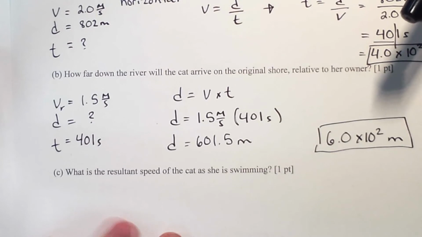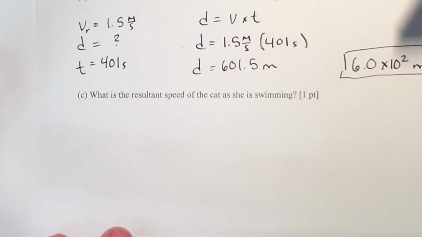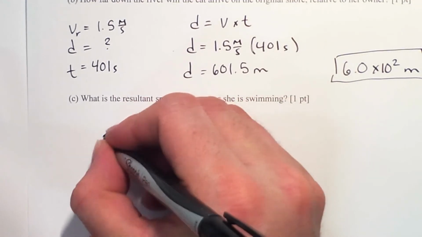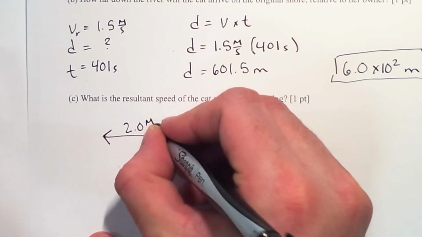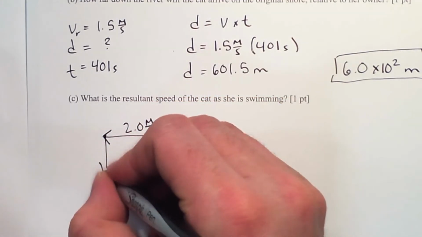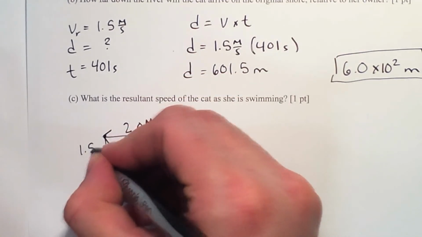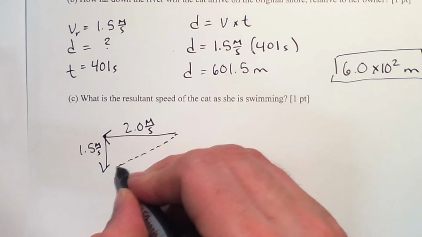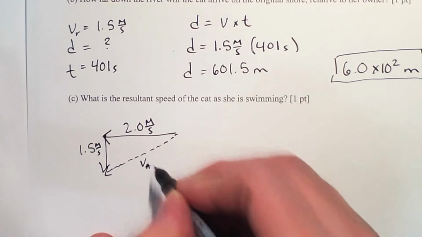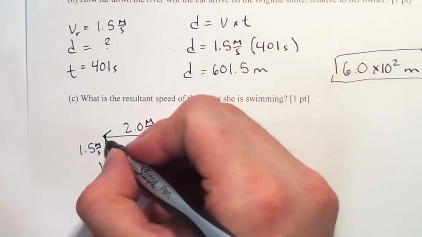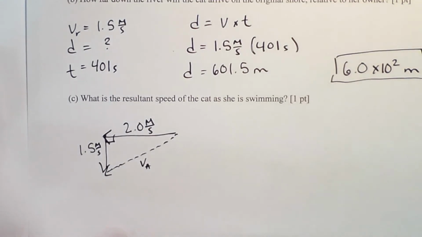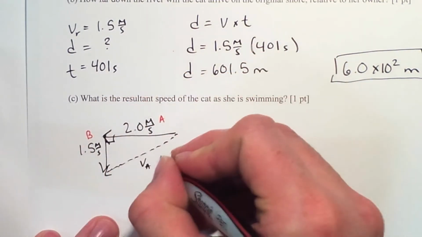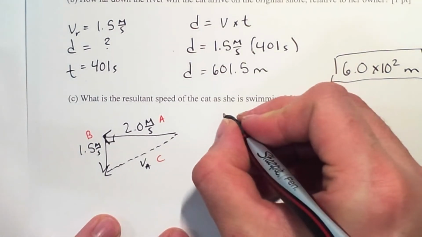Now part C says, what is the resultant speed of the cat swimming? So we know she's going to be swimming over at 2 meters per second. We know she's going to be pushed downriver at 1.5 meters per second. So the resultant speed is going to be the vector sum of those two. Now, we have a right angle triangle, and we have the A side, we have the B side, so we can find the C side.